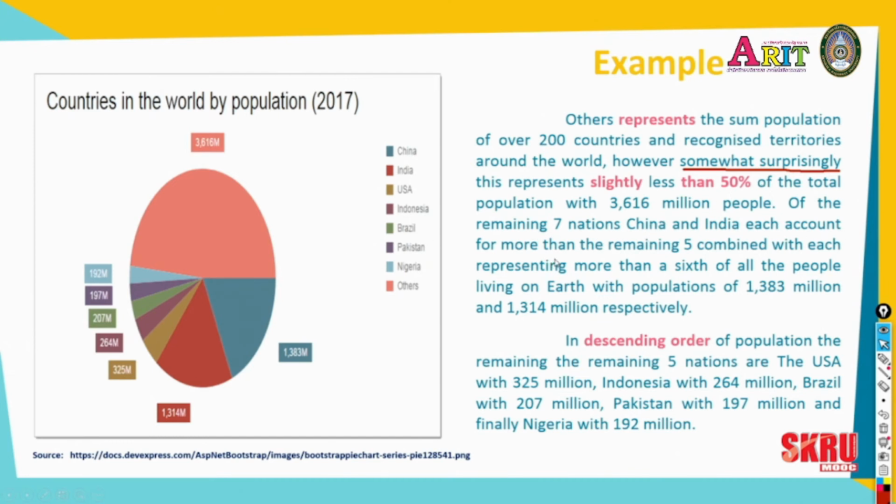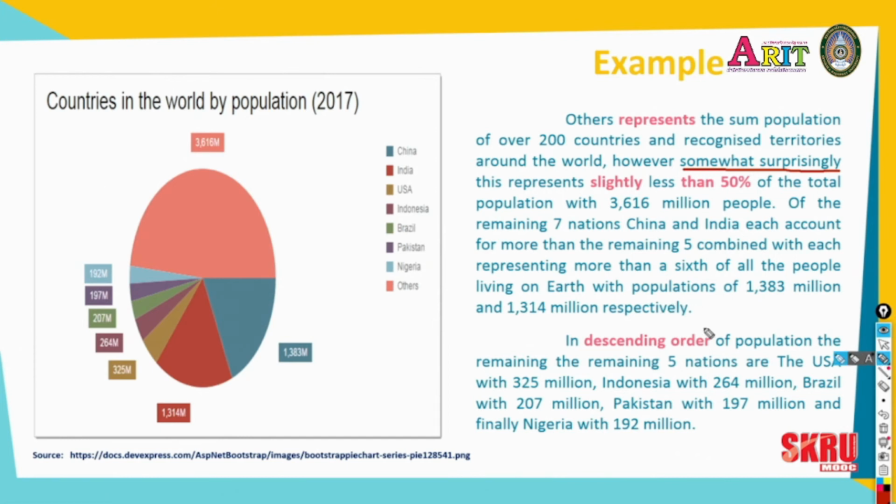China and India each account for more than the remaining 5 combined. And you can see that from the chart. Each one representing 1.3 billion and the sum total coming to just over 1.2 billion. Representing more than a sixth of all the people living on the earth. So 1 in 6 people who live on earth are in China or India, with populations of 1,383 million and 1,314 million respectively.